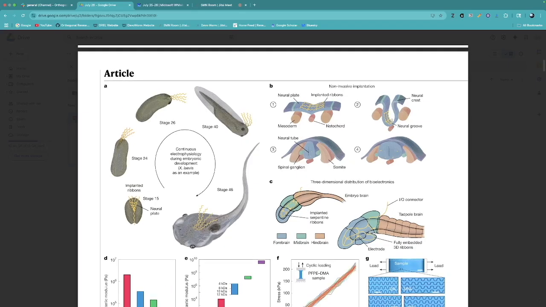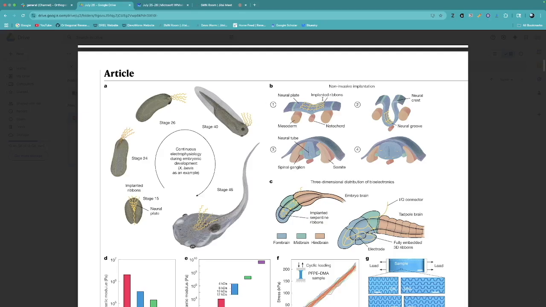Then we have, so this is in B, sort of this three-dimensional cartoon where we can see the three-dimensional aspects of the brain as it's differentiating. So you have the neural plate in B1. You have the implanted ribbons on the top of the neural plate. You have the mesoderm here and the notochord here. So you have mesoderm on either side, the notochord here, and the neural plate on top.